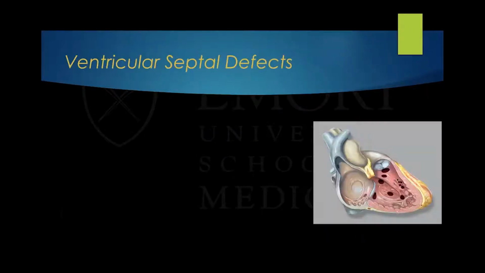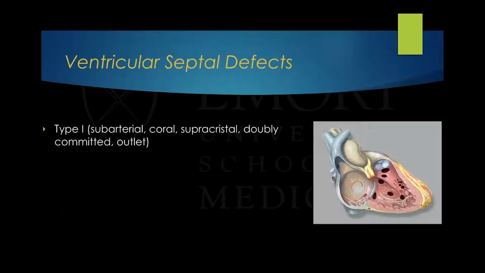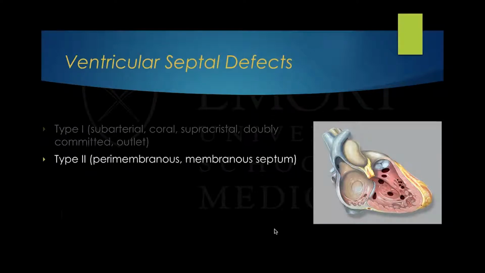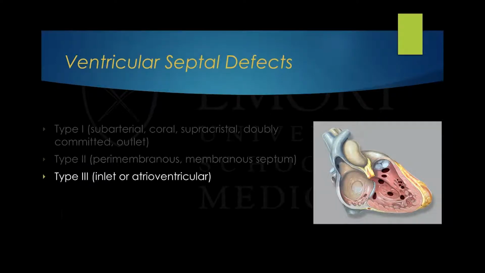Moving now to the ventricular septal defects, we're going to look at all the types. The type 1, that is also called the subarterial, coral, supracrystal, doubly committed, or outlet type of VSDs. Type 2 is the most common one, the perimembranous or membranous VSD. Type 3 is the inlet or atrioventricular type, seen in common AV canals.